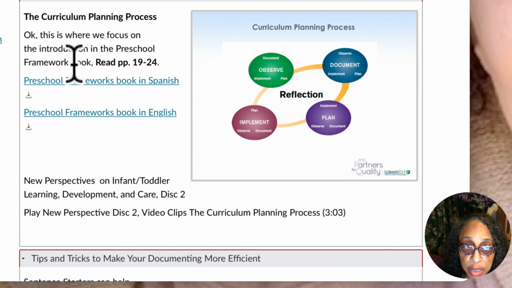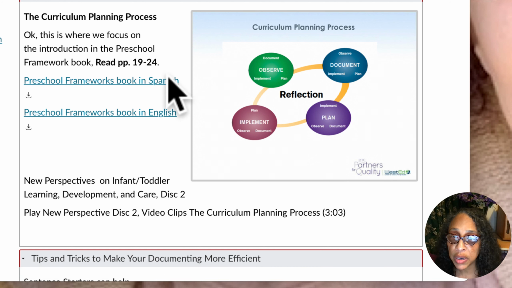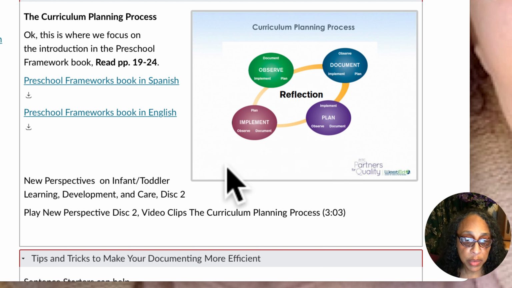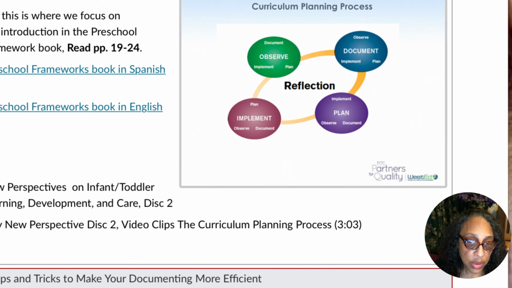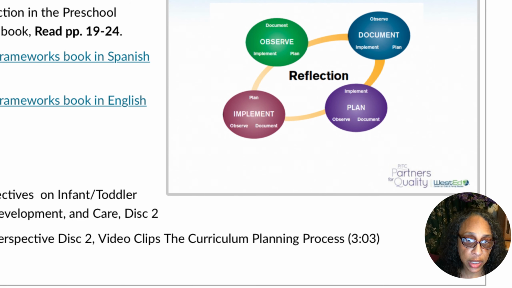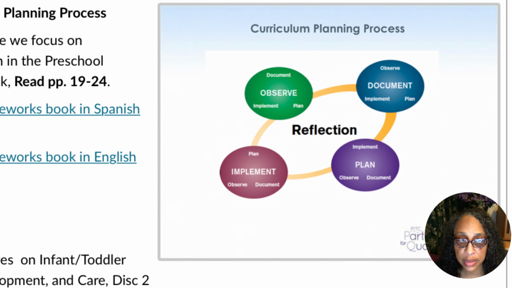This is explained a little bit in the framework books, pages 19 to 24. And so let me see if I can make this bigger. So this is what we're doing. This is what we're learning how to do. The curriculum planning process. So we're looking for a child that we want to observe, or we're picking a video that we're going to use, and we're going to watch what we see, and we're going to write down what we see. So that's the observe and document part.